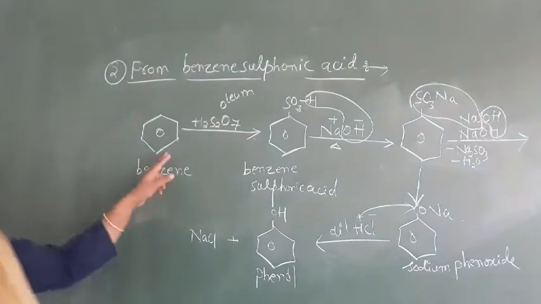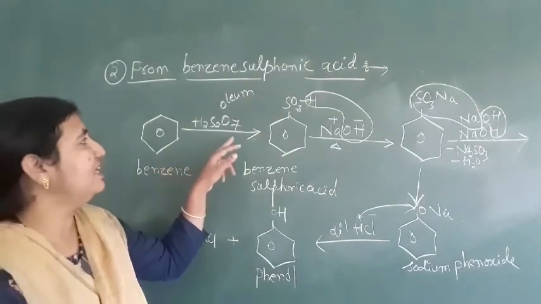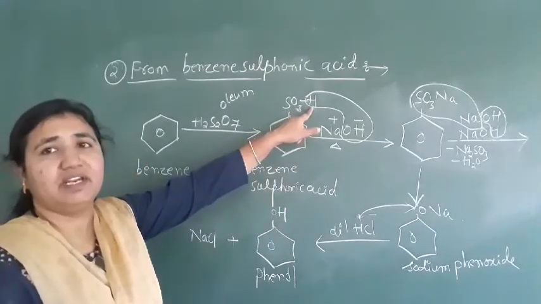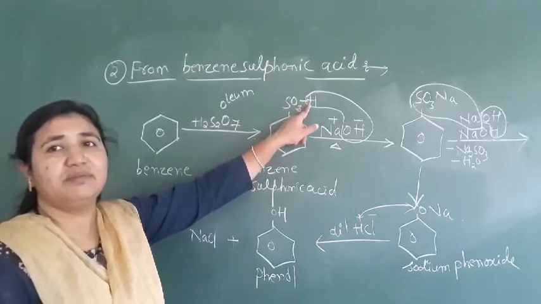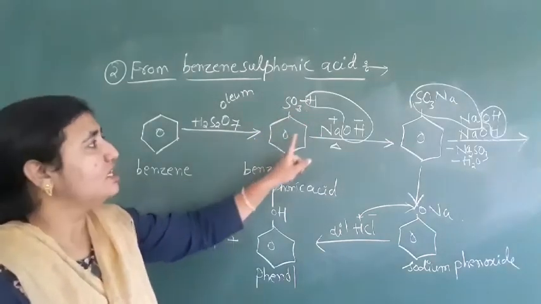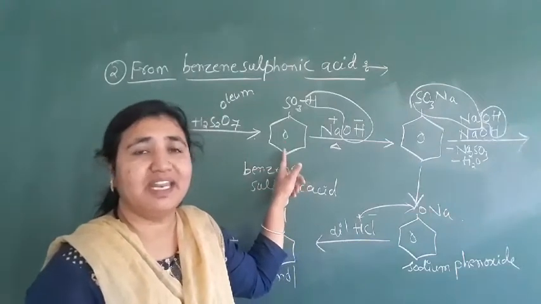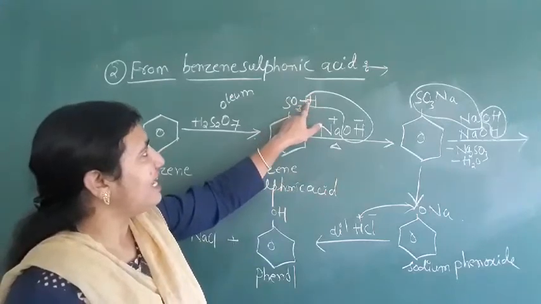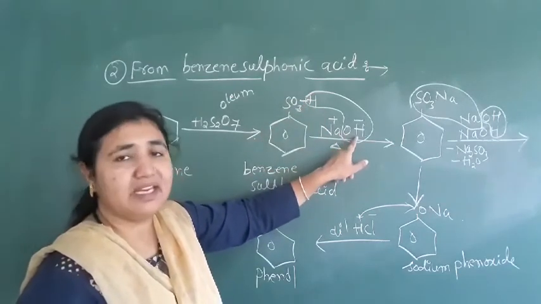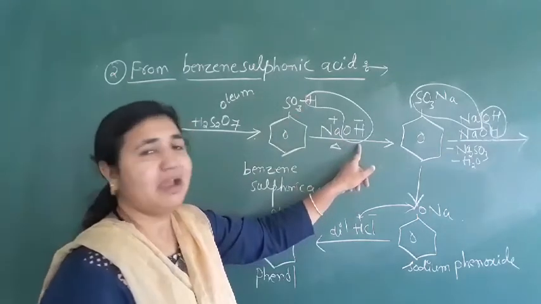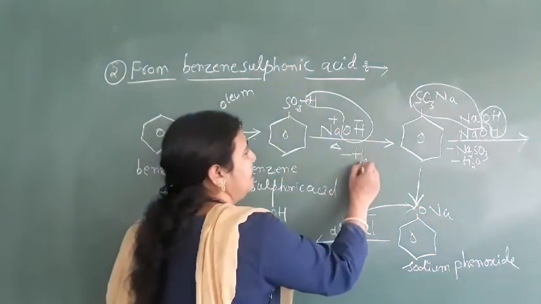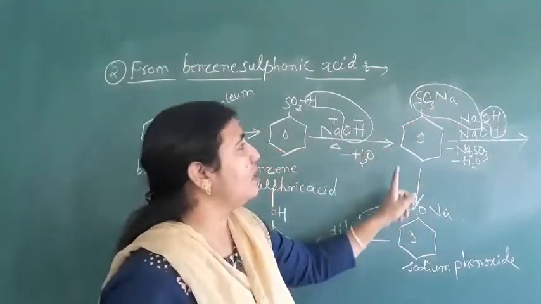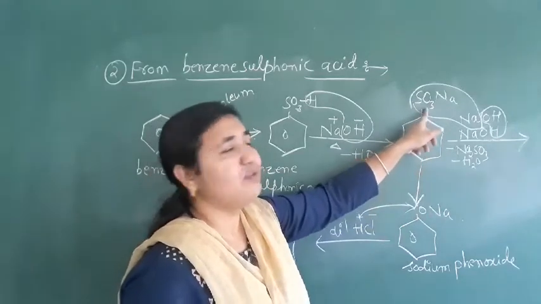Is it clear? So see here, first benzene. When it is treated with oleum, we will get benzene sulfonic acid, SO3H. Benzene with SO3H means it is benzene sulfonic acid. When this sulfonic acid is heated with sodium hydroxide, the H of SO3H and the OH minus of NaOH are removed as minus H2O. We will get SO3Na. This is sodium benzene sulfonate.